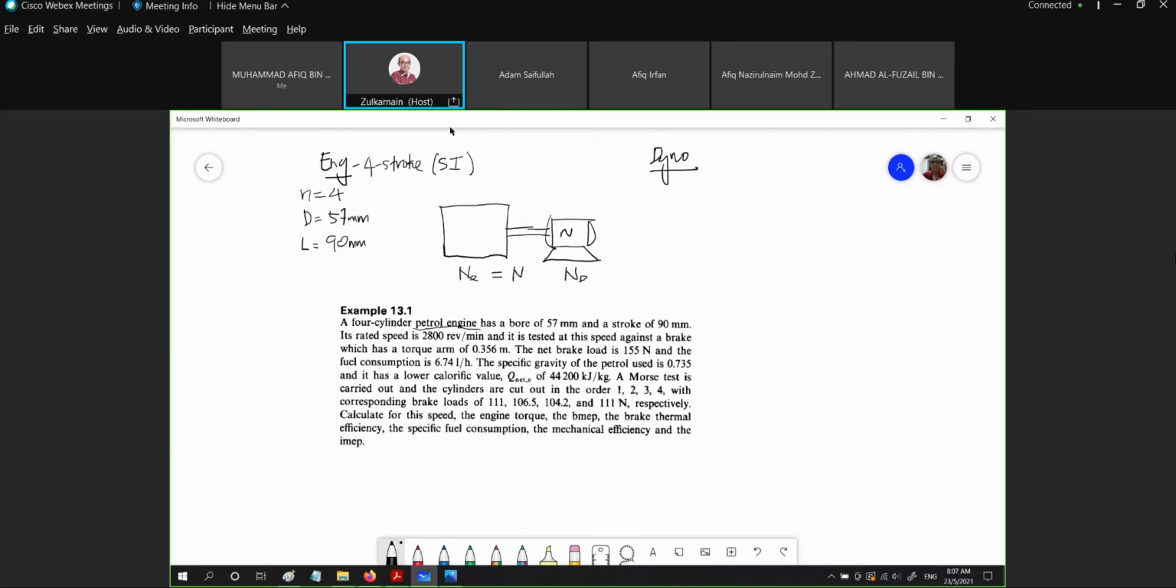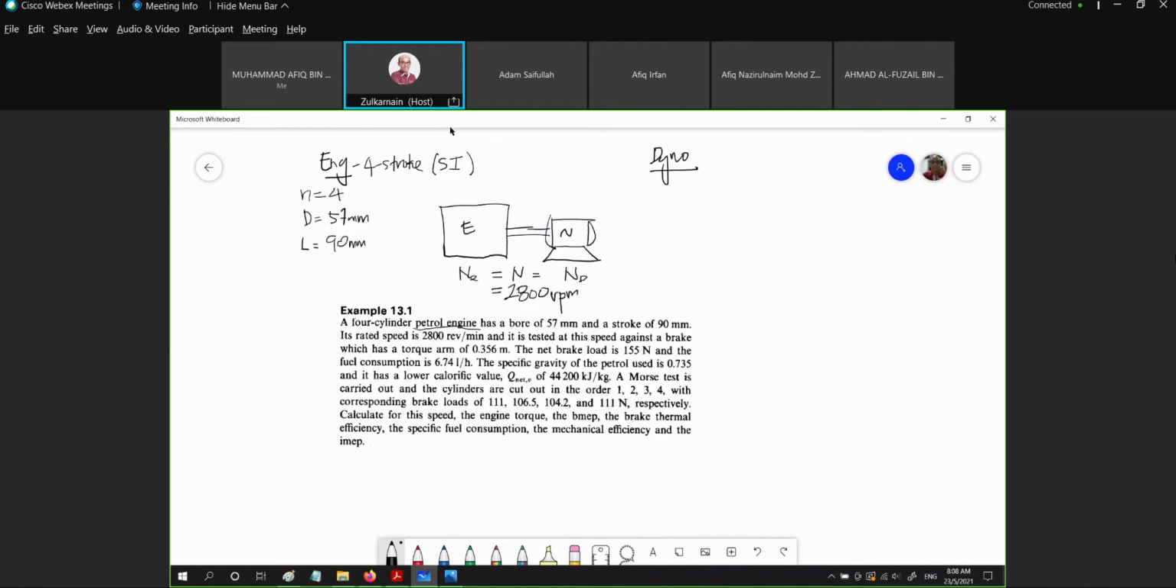Speed is different, so kita assume dia sama. The engine punya, this is the engine, this is the dyno. So kita assume that the engine dyno punya RPM, engine dyno RPM, kita direct coupling and the rotation should be 1:1 lah. So kita anggap dia sama. So in this case, the testing is done at 2800 RPM.